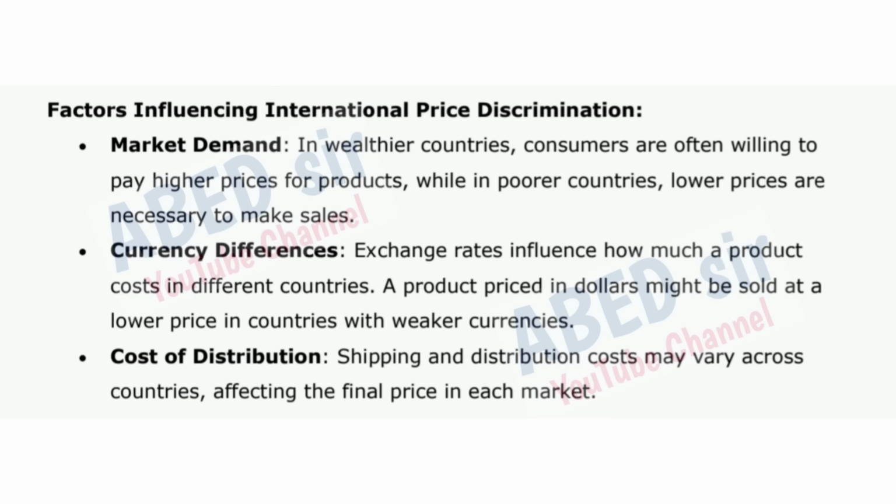Factors influencing international price discrimination. Market demand. In wealthier countries, consumers are often willing to pay higher prices for products, while in poorer countries, lower prices are necessary to make sales. Currency differences. Exchange rates influence how much a product costs in different countries. A product priced in dollars might be sold at a lower price in countries with weaker currencies. Cost of distribution. Shipping and distribution costs may vary across countries, affecting the final price in each market.